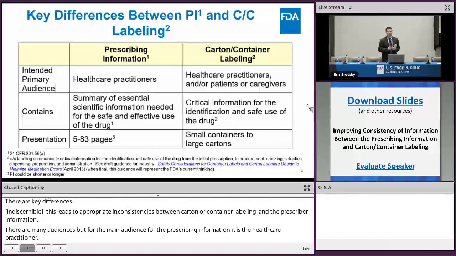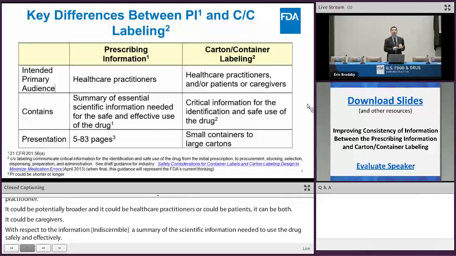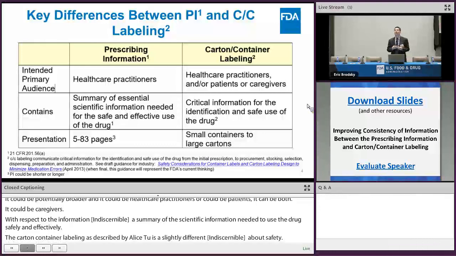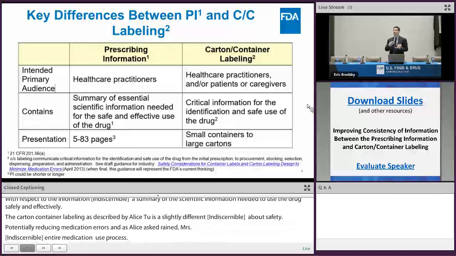With respect to the information, as we know, the prescribing information contains a summary of the scientific information needed to use the drug safely and effectively. The carton container labeling, as described by Alice before, has a slightly different purpose. It's basically about safety, potentially reducing medication errors. And as Alice explained, this is throughout the entire medication use process, potentially from procurement, stocking, dispensing, preparing, and also administering.